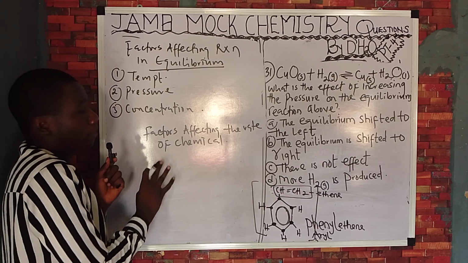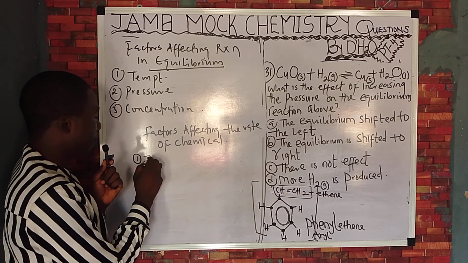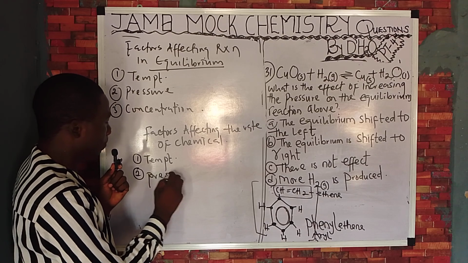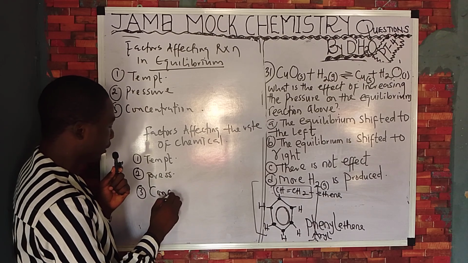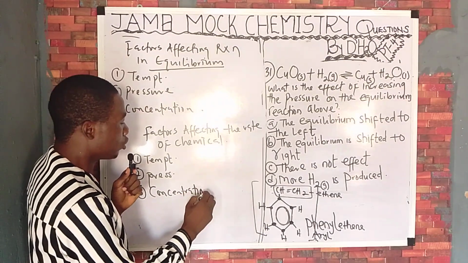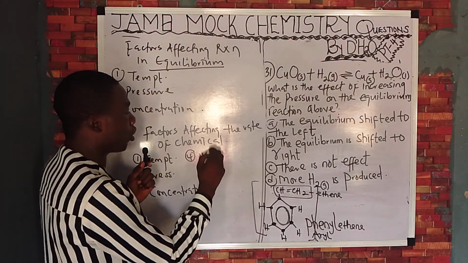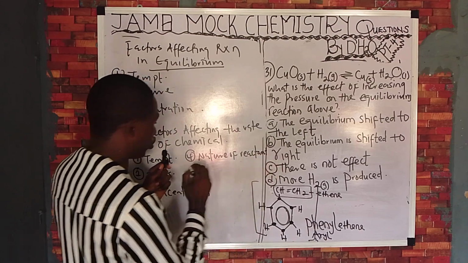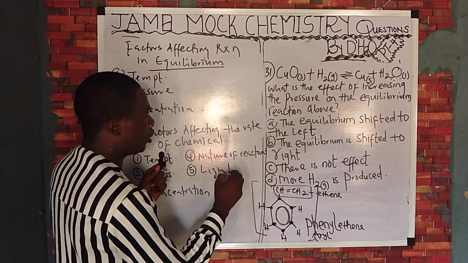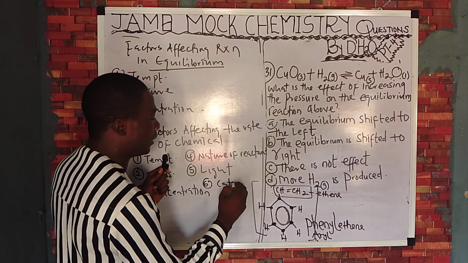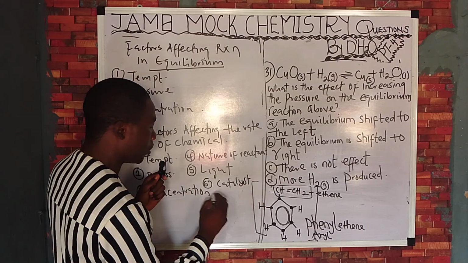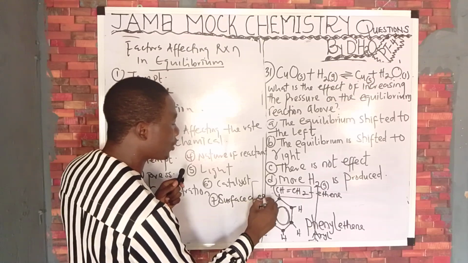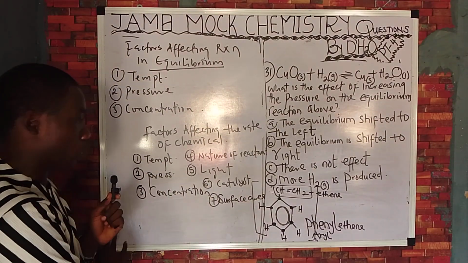For factors affecting the rate of chemical reaction, we have number 1, temperature. Number 2, pressure. Number 3, concentration. Number 4, nature of the reactant. Number 5, light. Number 6, catalyst. And number 7, surface area. So these are the 7 factors that affect the rate of chemical reaction.